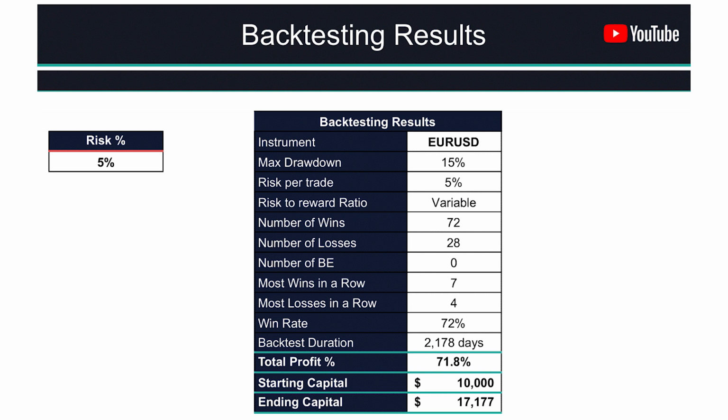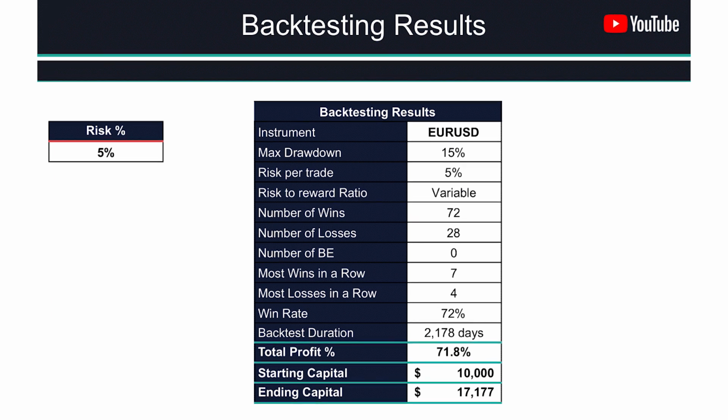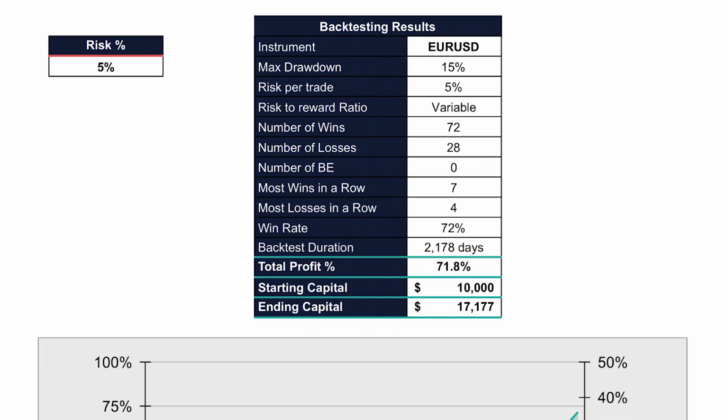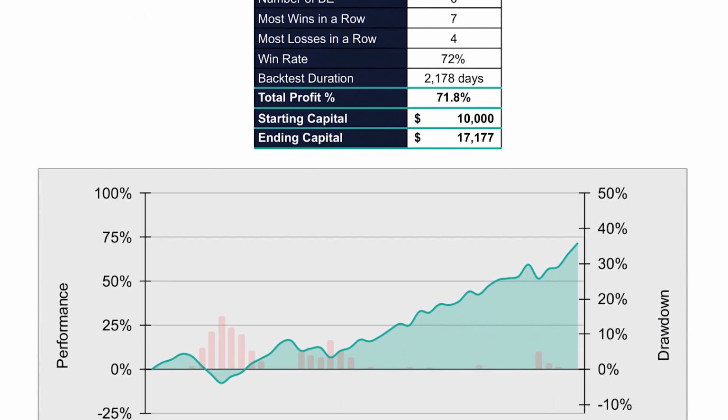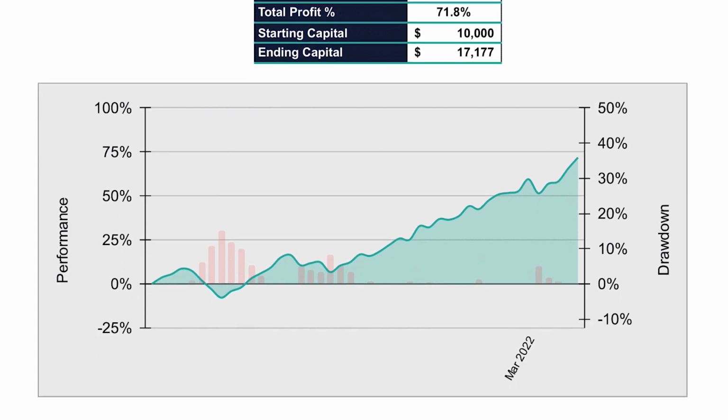So that gives a win rate of 72% over 2,000 days, which is around 6 years. So over 6 years, you would have made almost 72%. So if you would have started with $10,000, you would have ended up with $17,000. So this strategy is a great long-term strategy. You know, it's a bit more than 10% a year, which beats the stock market.